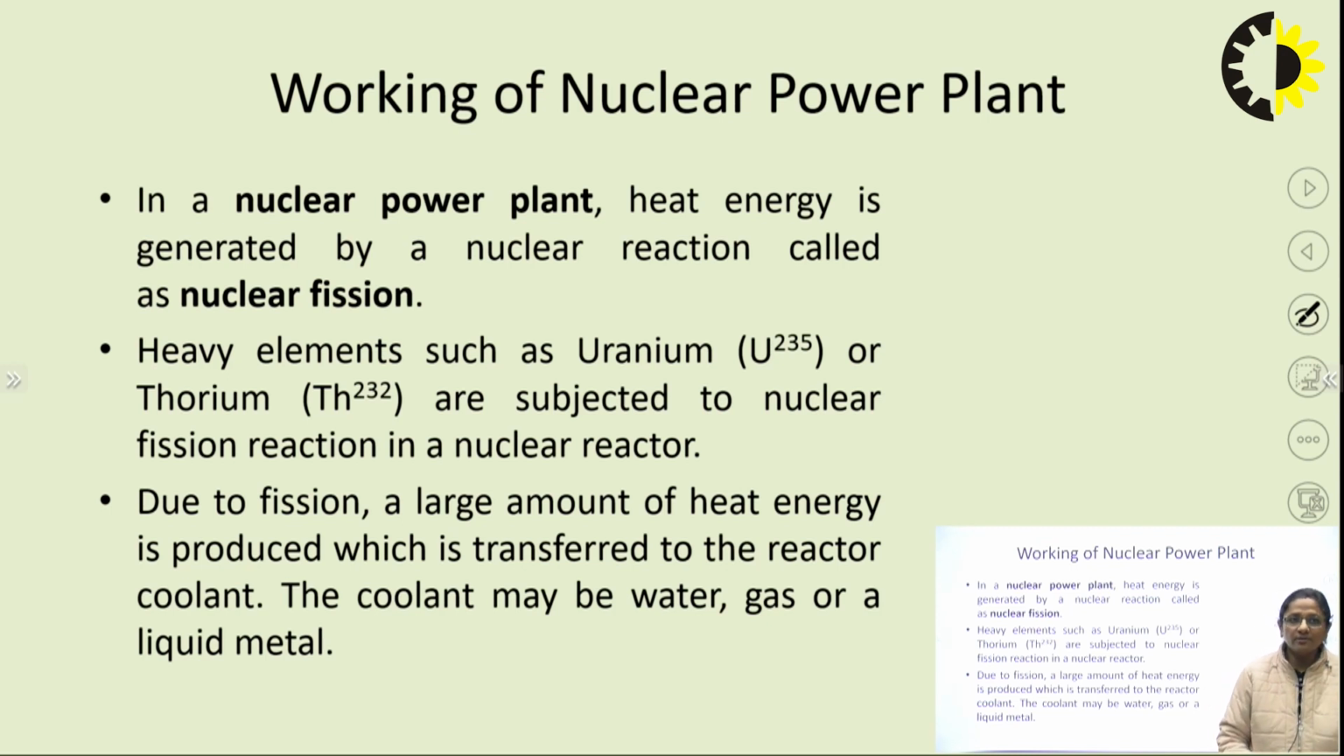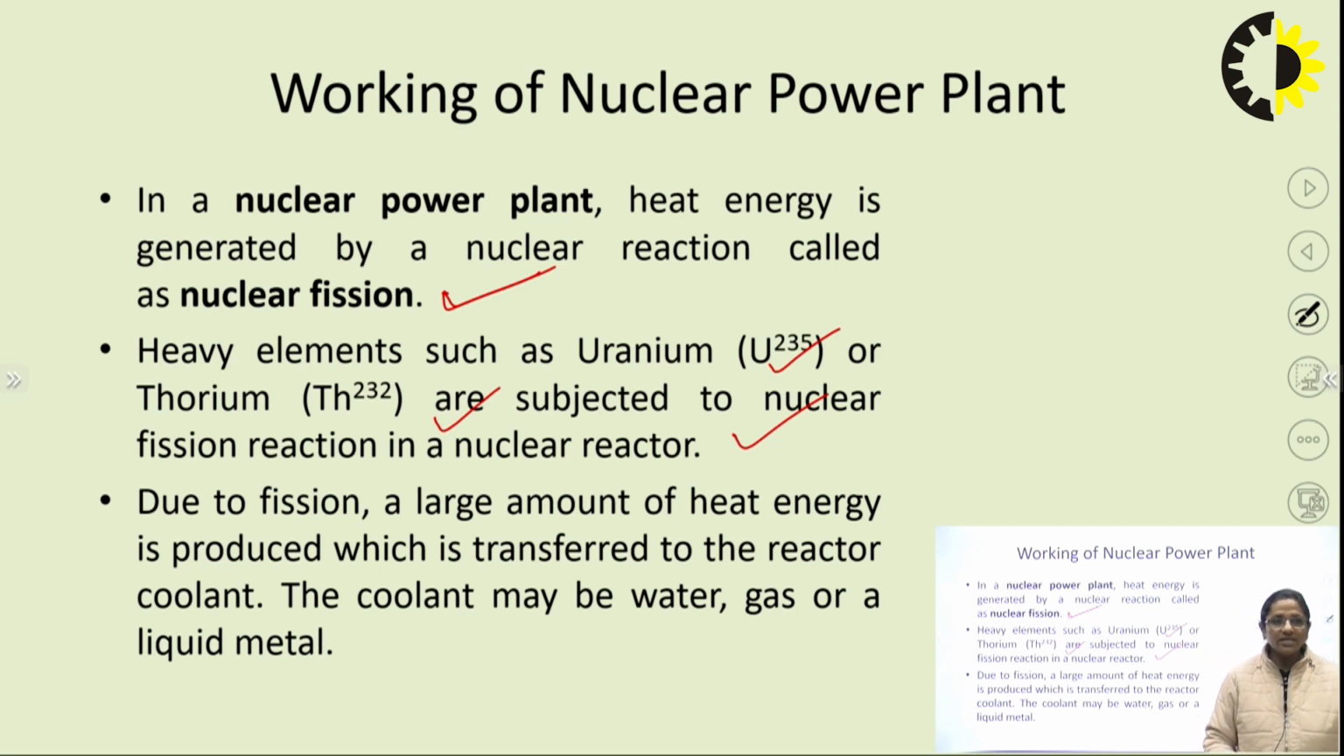Physics of nuclear power plant. Physics of energy conversion in nuclear power plant. In a nuclear power plant, heat energy is generated by a nuclear reaction which is called the nuclear fission. Controllable fission is possible. That's why we are able to harness the nuclear energy by the nuclear fission reaction. Heavy elements such as uranium U-235 or thorium are subjected to nuclear fission reaction in a nuclear reactor.